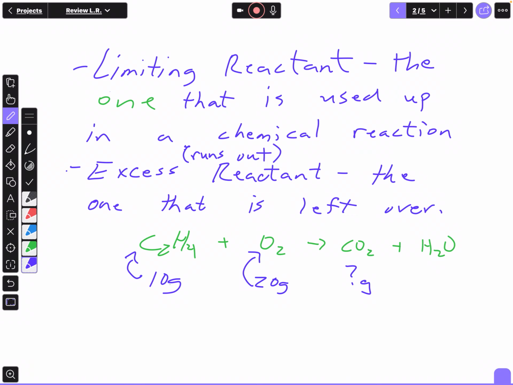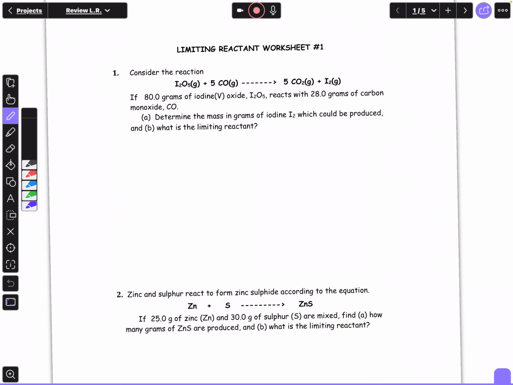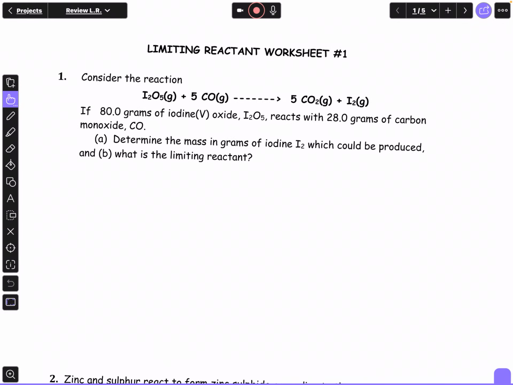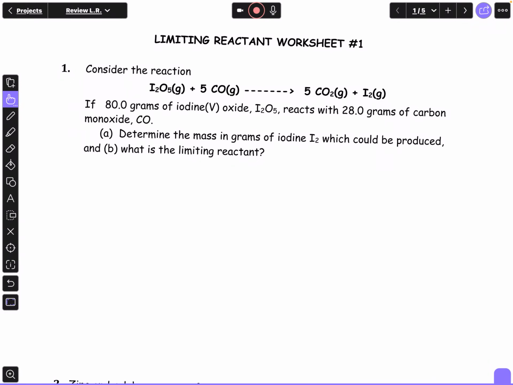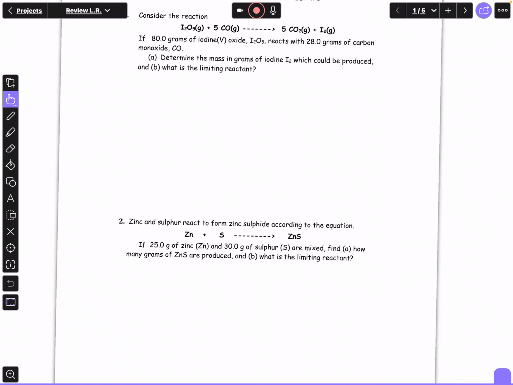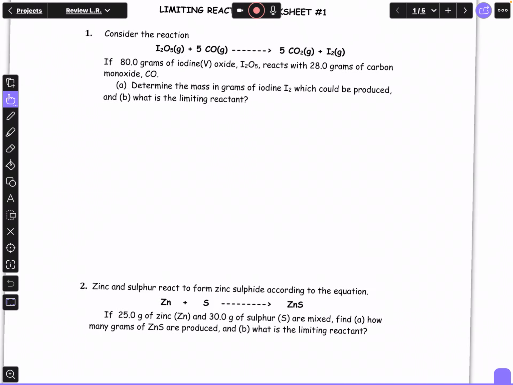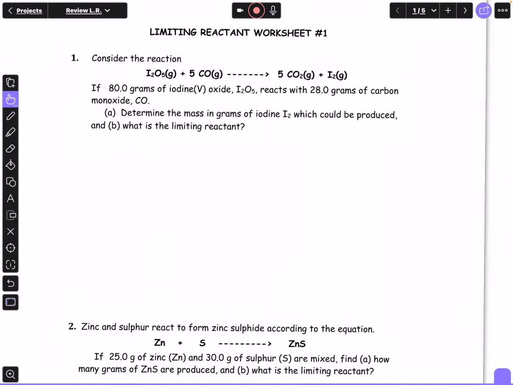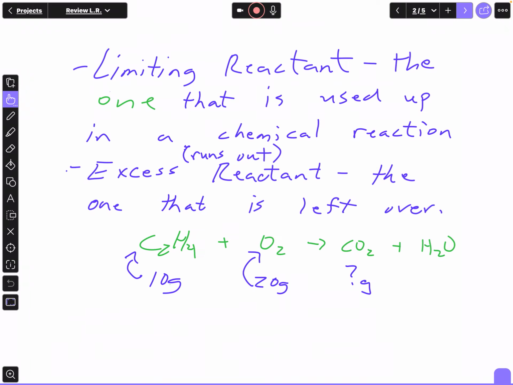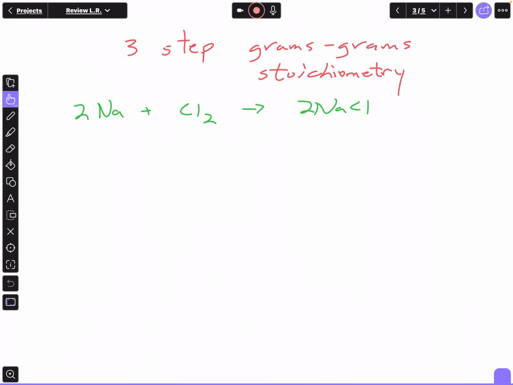So what I'm going to do is on this worksheet, you should have this worksheet, limiting reactant worksheet number 1. I'm going to work number 1 with you and then let you work the other problems. All right? But right before we do that, I want to review over 3-step grams to grams stoichiometry problems.